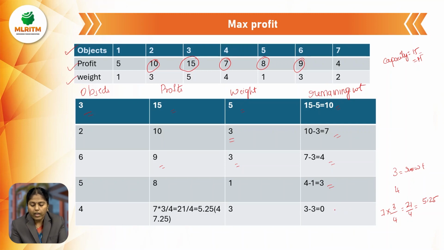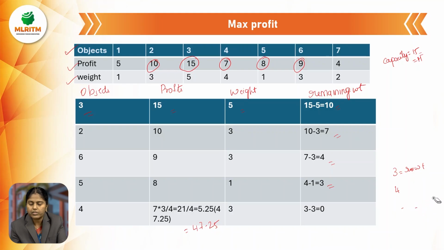Okay, now what you have to do, what is here? Weight is 3. From 3 we have to subtract and calculate the maximum profit here. Now we have to calculate 15 plus 10 plus 9 plus 8 plus 5.25, that is equal to 47.25.